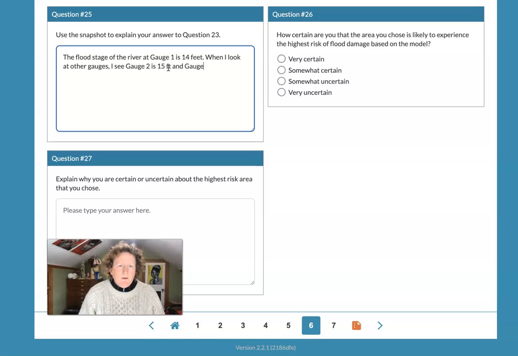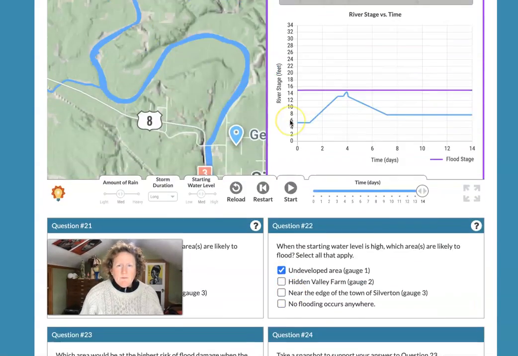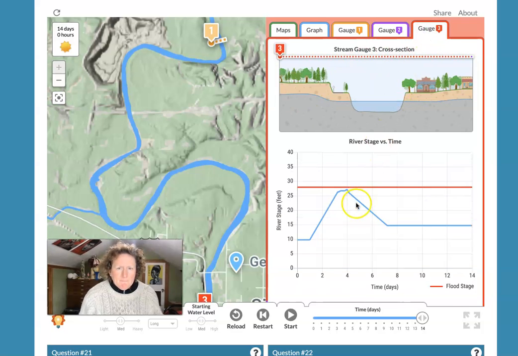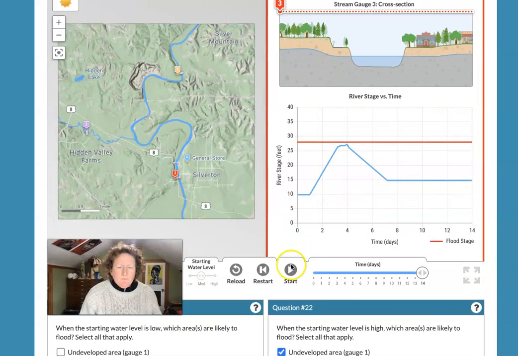And gauge 3, that's on pretty high ground. I believe gauge 3 is like 27 feet. 28. So gauge 3 is at 28 feet. I can see that because I see the red line. The red line at this gauge represents how high the water has to be to flood that part of the river. And 28 is a lot more than 14 or 15.